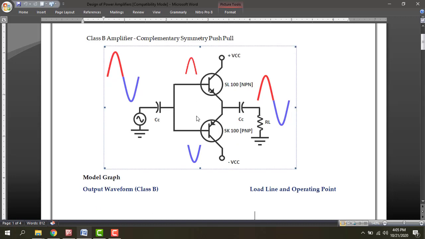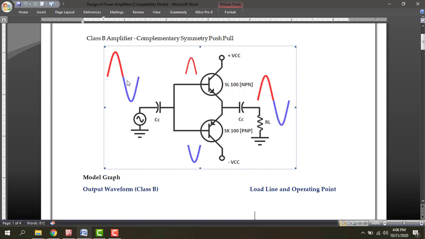So this is the class B amplifier. The operation for the positive half cycle: this point has a positive input. If the base of the NPN transistor is positive, then it is forward biased. So the NPN transistor will conduct, and the current will flow from plus VCC through the collector, emitter, then the RL through the coupling capacitor CC. So the positive cycle will conduct due to the conduction of the NPN transistor.